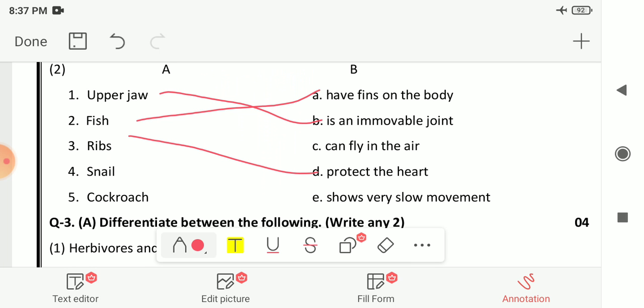Next, fourth number is snail. As we already know, snail shows very slow movement. So here your answer is option E. And last one is cockroach. So here your answer is option C. Cockroaches can fly in the air. So this one is the answer for your matching.